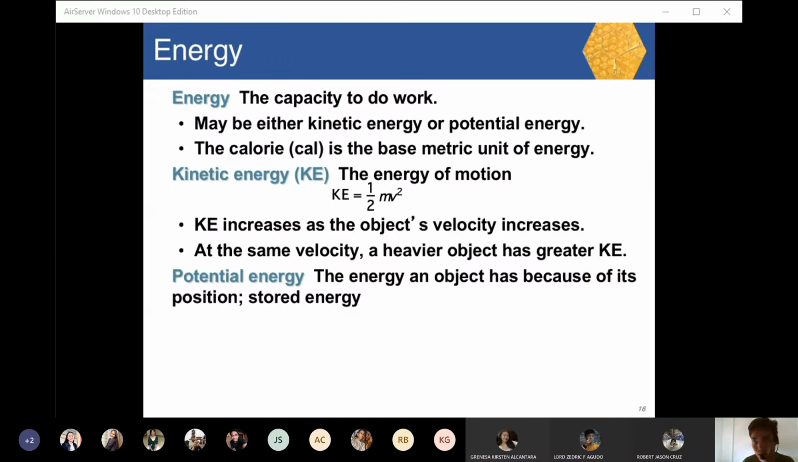Okay, so our last topic for this chapter would be energy. So, when we say energy, the definition is vague, pero yun talaga yung definition niya. It is the capacity to do work. So, that means only that when you have energy, you can displace something.